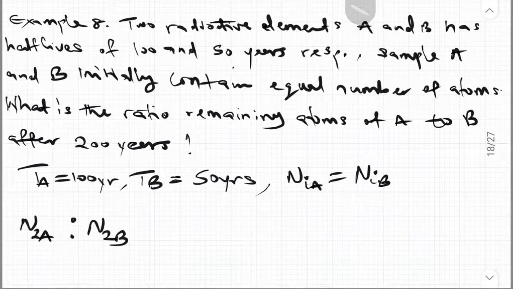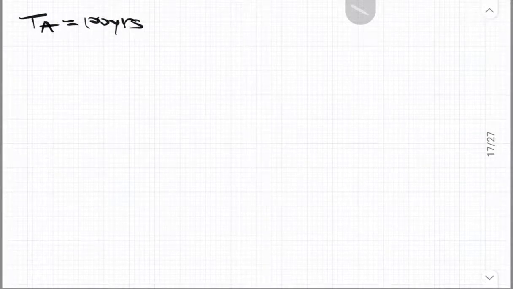Let's look at our formula: big T equals small t over the number of half-lives. Since they have equal initial amounts, first let's find the number of half-lives for each. Since we know that TA is equal to 100 years, 100 years.